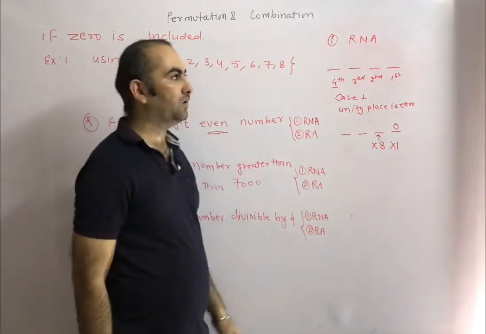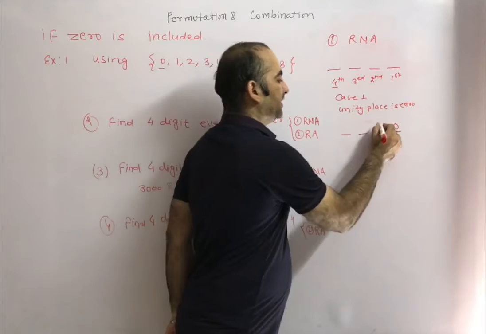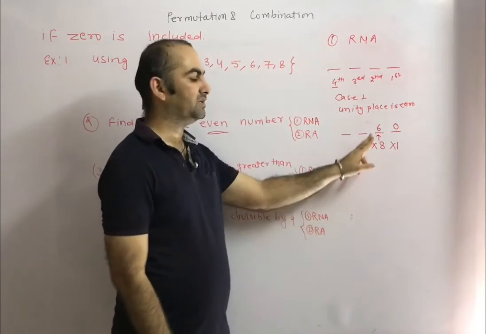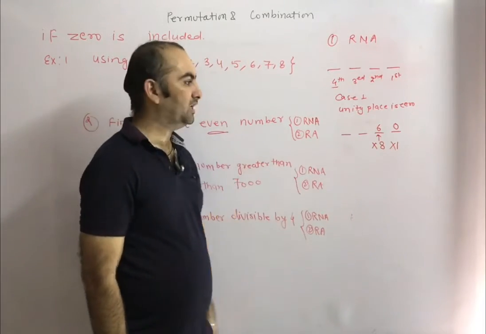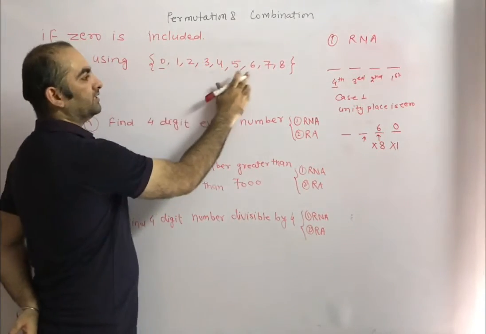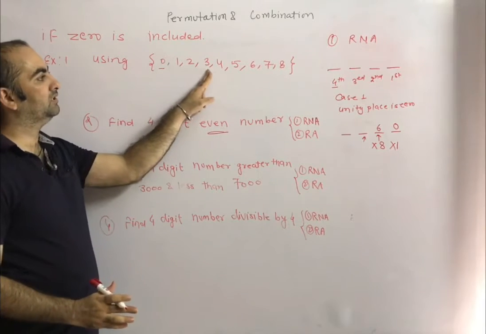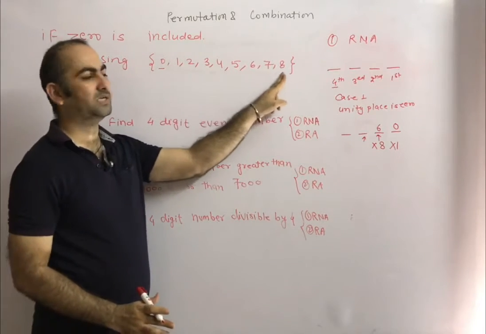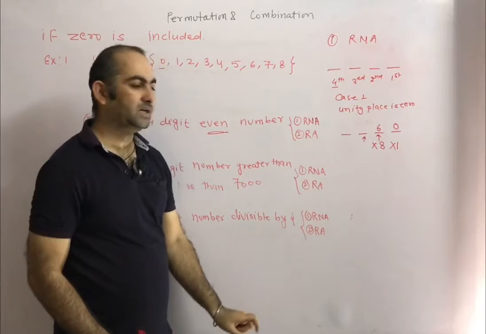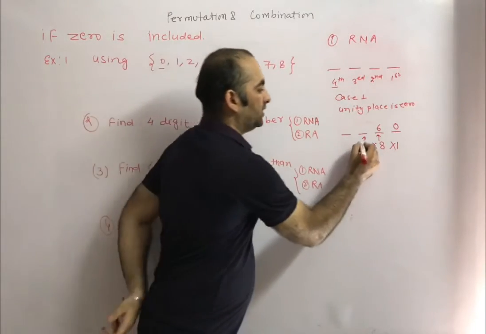Now out of 1 to 8 numbers, one number is coming here. For example, 6 is coming here. So we can't repeat 6 and 0, correct? That means for filling third place, except 0 and 6, how many numbers are remaining? 1, 2, 3, 4, 5, 6, 7. 7 numbers are remaining. That means for filling third place, how many choices do we have? 7 choices. So into 7.